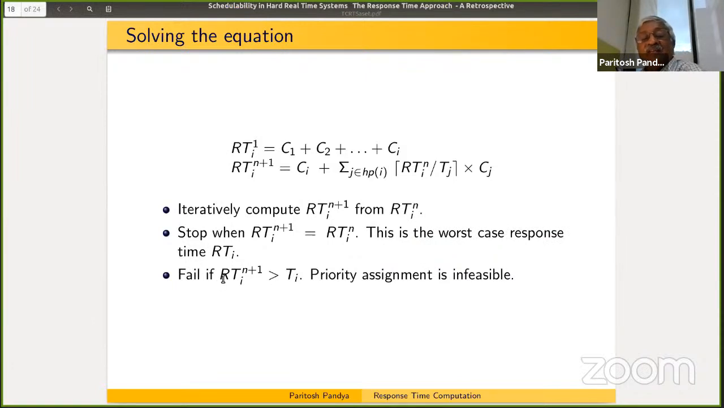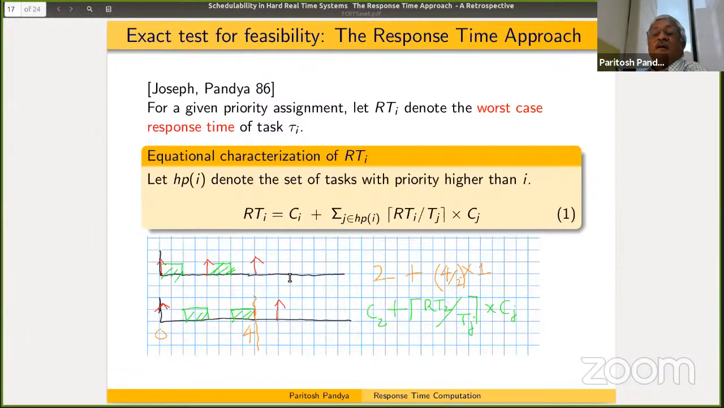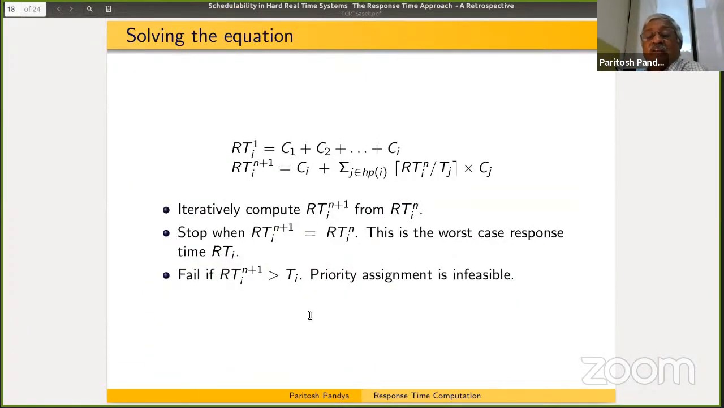Sometimes it so happens that this RTI n plus 1 keeps increasing and it grows larger than the period, or if you like, deadline of the IF task, in which case you say that this priority assignment is infeasible and you don't compute anymore. So this is the complete method for checking feasibility. It tells you whether the assignment is feasible, and if it's feasible, it will find the assignment. And there are further analyses of how long this computation will take. The original estimates were pseudo polynomial. Now there are better estimates. I won't go into the complexity.